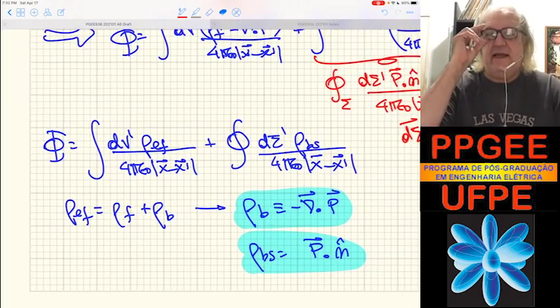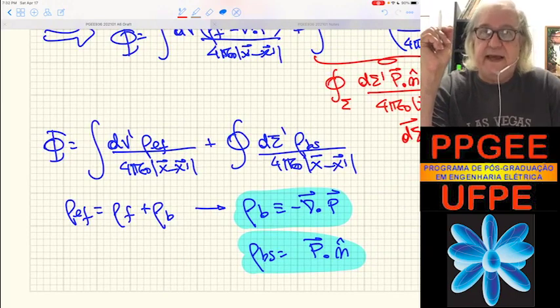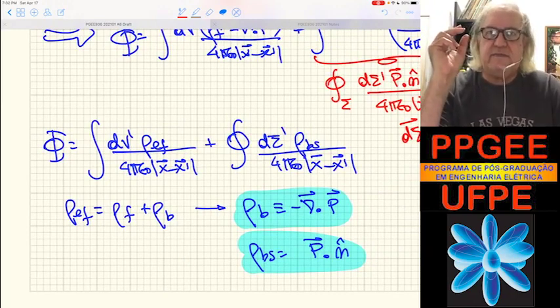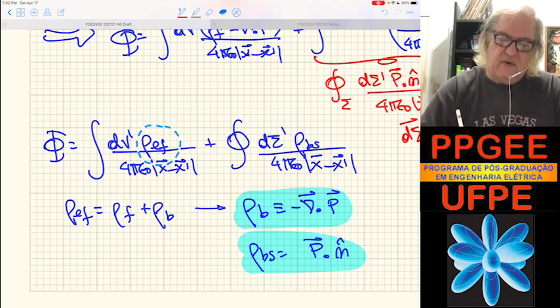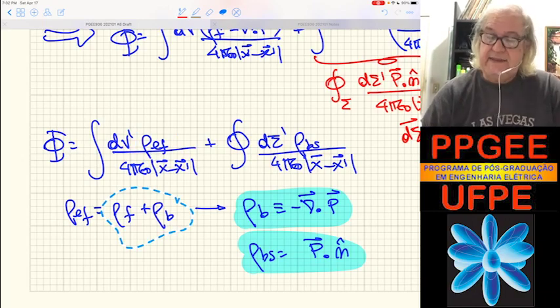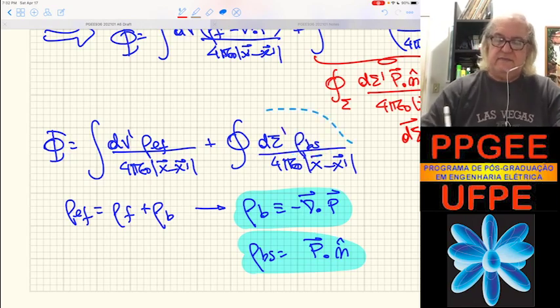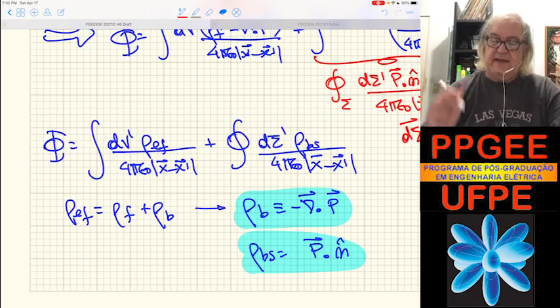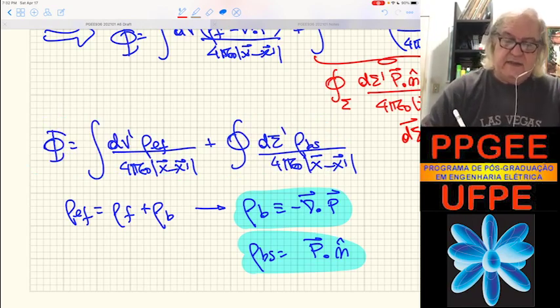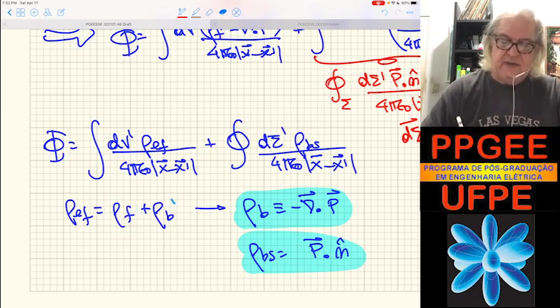So everything takes place as if we had a volume charge density that was obtained, rho effective, okay, plus the contribution on the boundary of the surface. That's the integral expression for potential, right? So the volume charge density is that due to free charges and that to the bound charges.